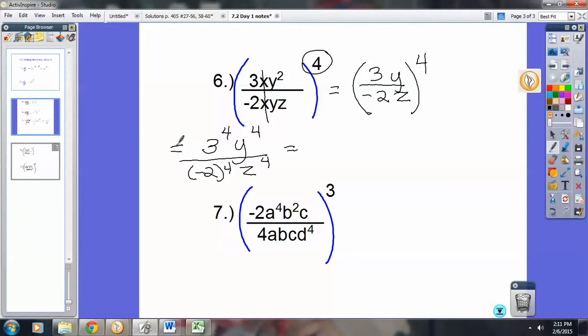So 3 to the 4th power: 3 times 3 times 3 times 3 is 81. Y to the 4th is going to remain y to the 4th. Negative 2 to the 4th is positive 16. Z.